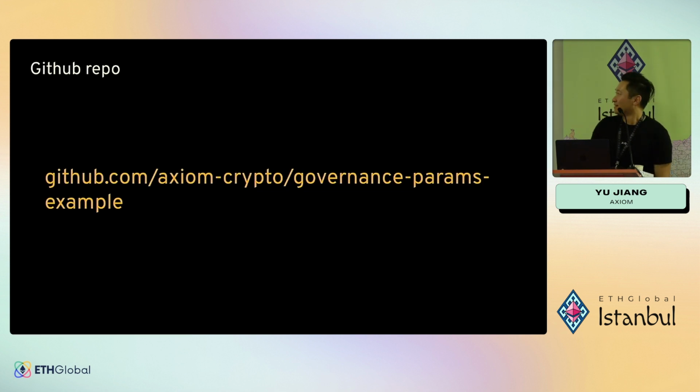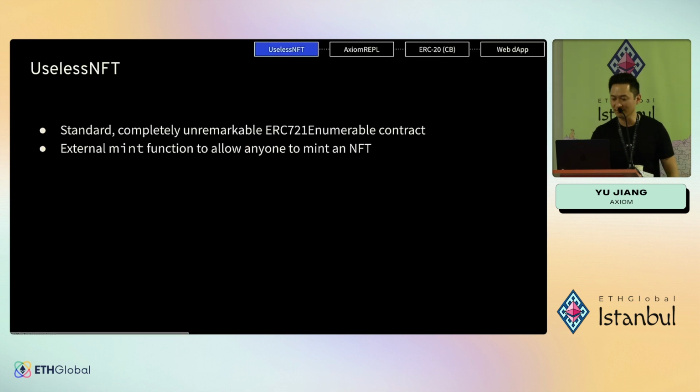Yeah. Okay, so this is the GitHub to the actual thing that we'll be talking about today. It's axiom-crypto/governance-params-example. And we'll have a link to this at the end as well.